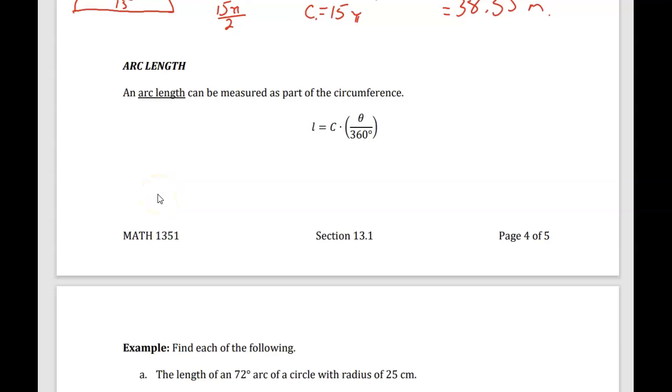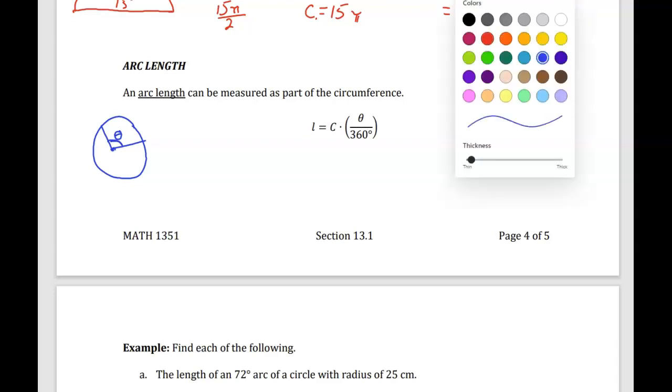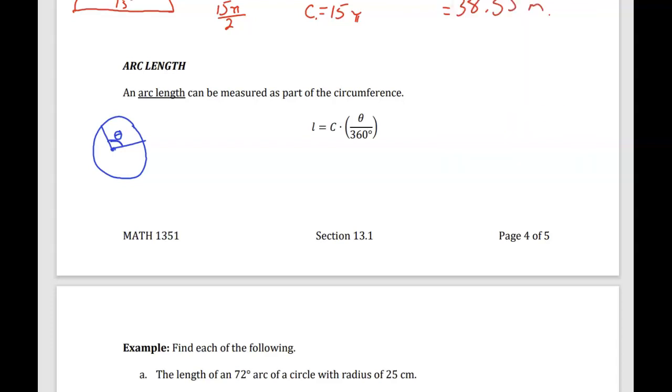Let's look at something called arc length. Arc length is when we're looking at a circle and we have this angle cut off here, and this angle is going to be what we consider theta, and we want to know the length of this arc. So it's part of our circumference that is associated with a certain angle.